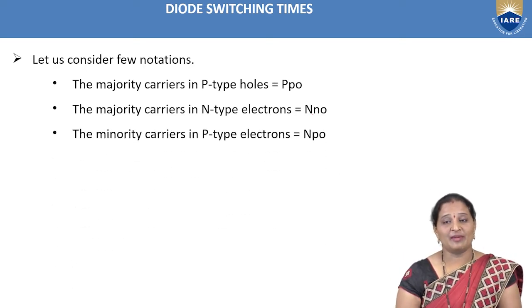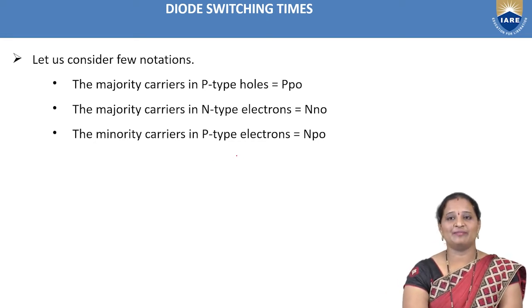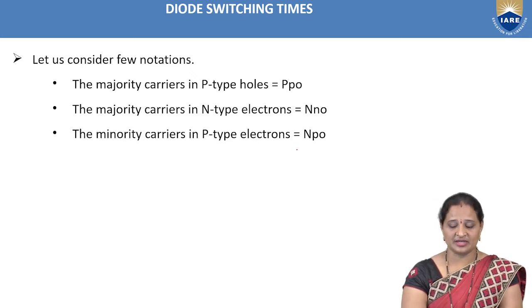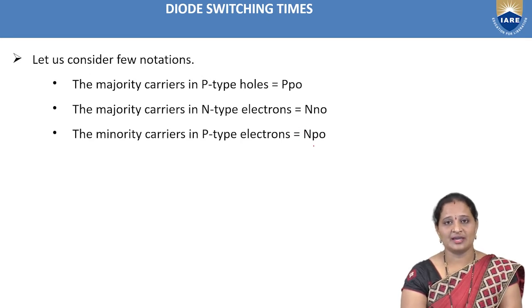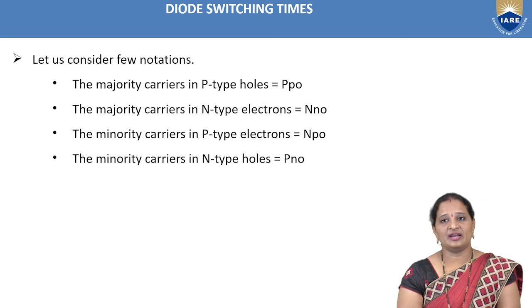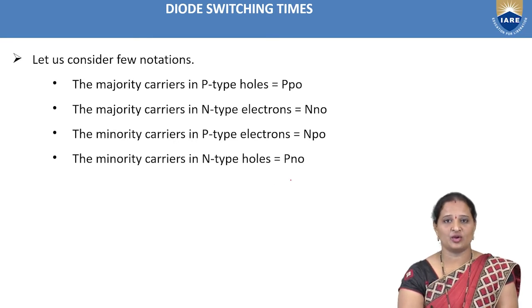Next, the minority carriers. In a semiconducting material, we have majority charge carriers as well as minority charge carriers. The minority carriers in P-type semiconducting material, which are the electrons, are represented with Np0, where N represents the type of charge carriers, P represents the material, and 0 represents equilibrium condition. Next, the minority charge carriers in the N-type semiconducting material, which are the holes, are represented with Pn0.